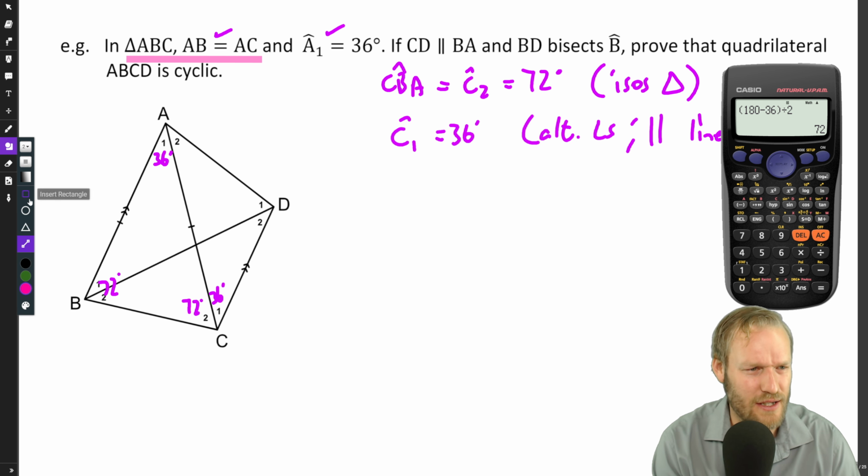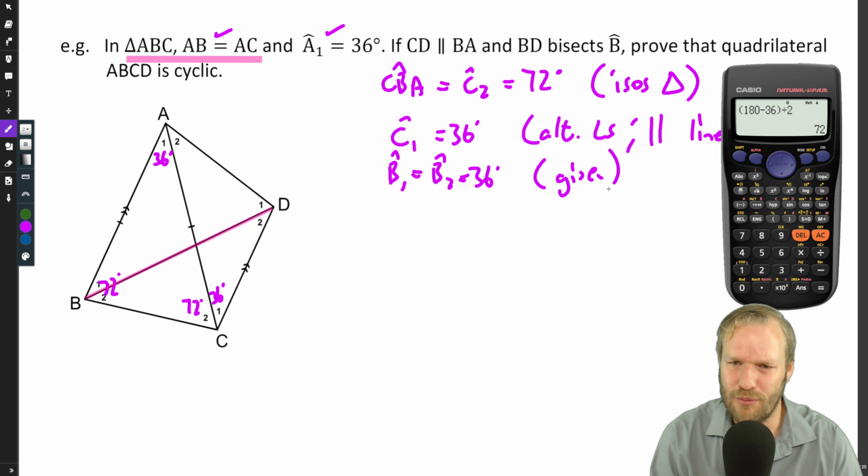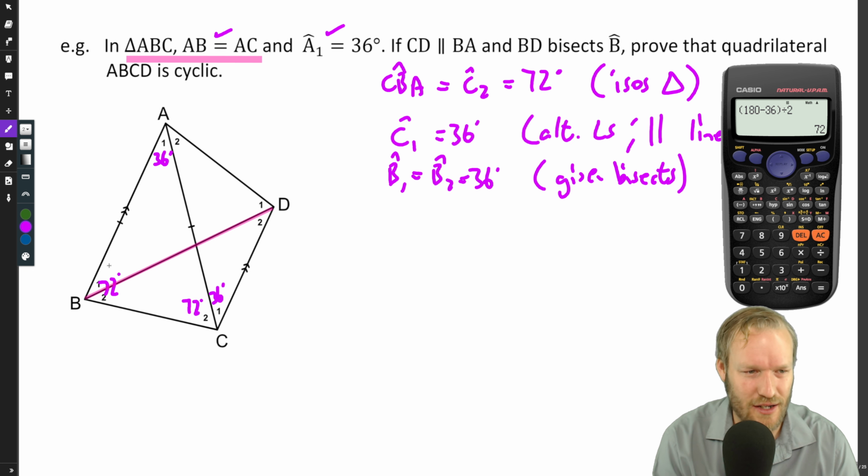Okay, so what's hidden in that bit of information? We're told that BD bisects, that means that B1 is equal to B2. Okay, well, we already worked out what they were. And if we're given that information, it's probably going to be useful somewhere. So we can just go B1 equals B2 equals 36 degrees. And we're pretty much given that it bisects. So I'm just going to put given, or we might not even have to have a reason. Maybe given that it bisects. That captures our thinking nicely. So that's 36 and that's 36.